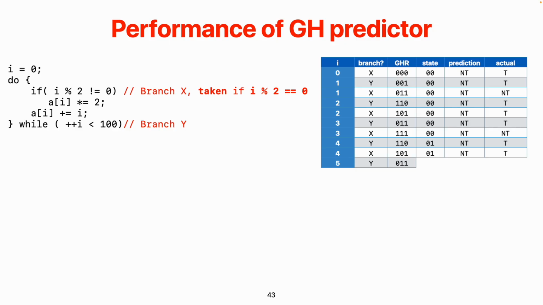0, 1, 1. Have we ever seen 0, 1, 1 before? Yes. So what should the state be there? 0, 1. Predict taken or not taken? What's the actual outcome? Oh no, right?